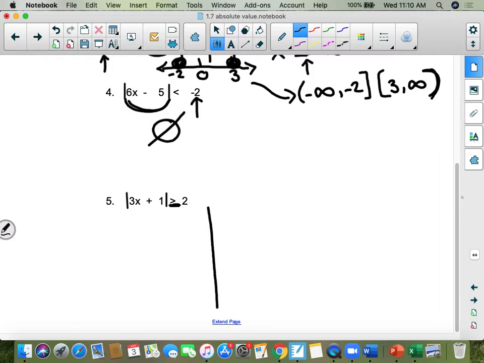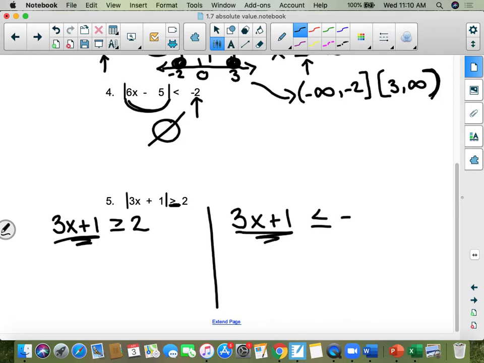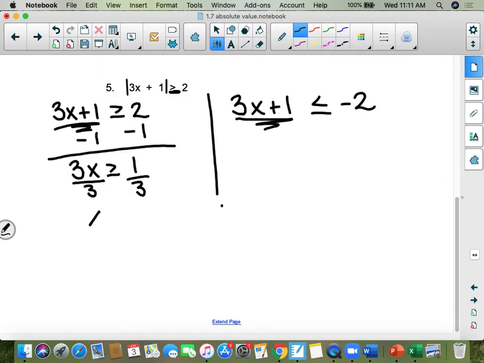Okay, I broke this up. I know that one is 3x plus 1 is greater than or equal to 2 without the absolute value sign. And the other one is 3x plus 1, I leave it as 3. Notice that this does not change. The sign is going to change to less than or equal to, and the number changes to its opposite. I'm going to subtract 1 from both sides. I get 3x is greater than or equal to 2 minus 1, which is 1. Divide both sides by 3. I'm going to get x is greater than or equal to 1/3.